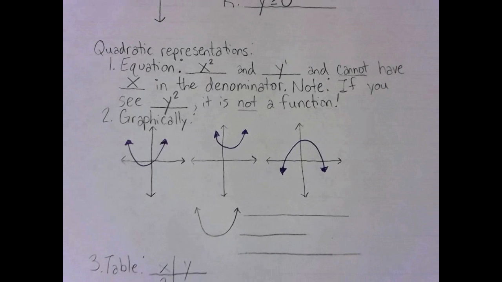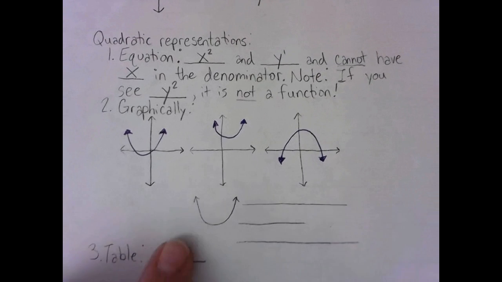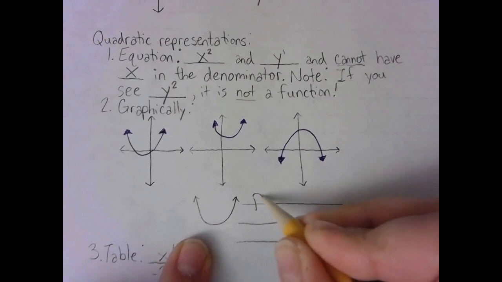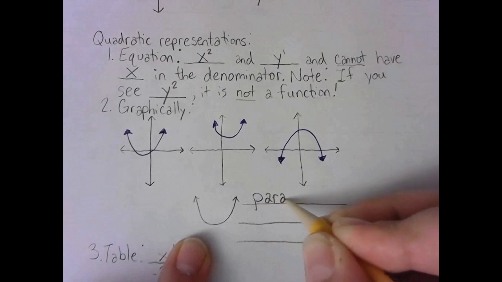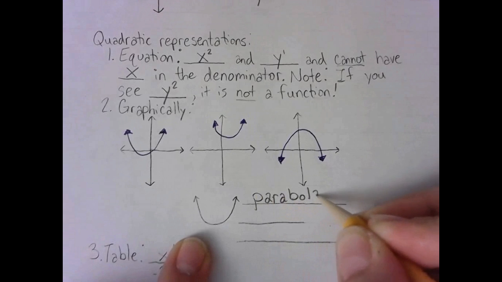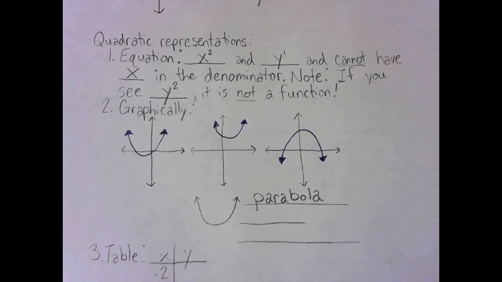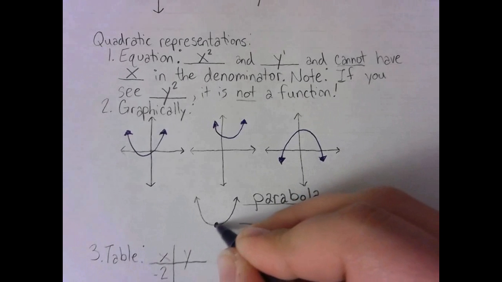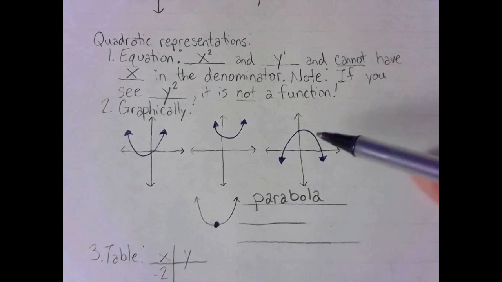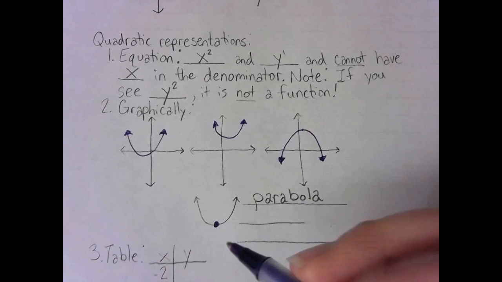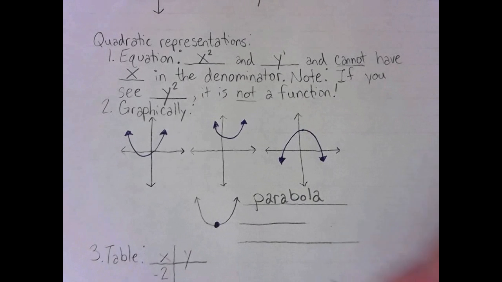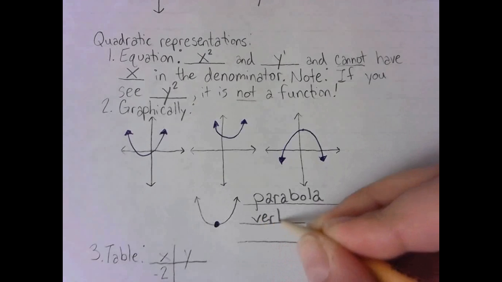Now it's important to know a few names. So here's our basic shape. If you see that shape, that's called a parabola. So that shape is a parabola. And this point, that very bottom, or if it's pointing down, the very top, that point is called the vertex of the parabola.